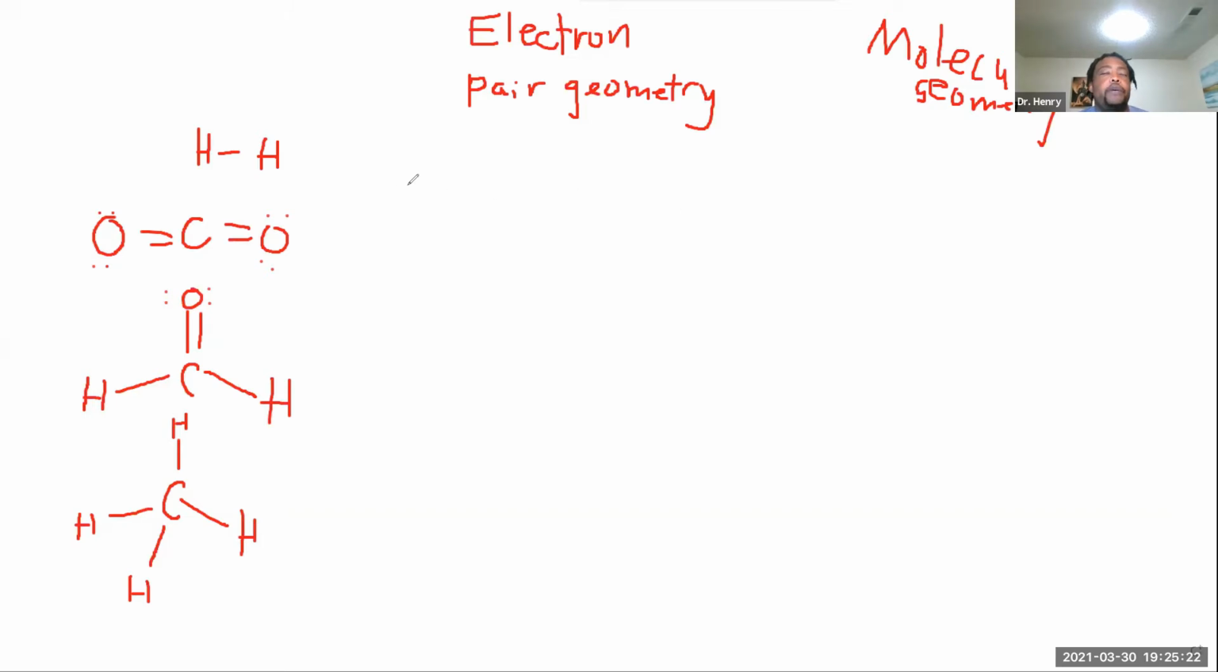Okay, so the way that we determine geometry is based upon the number of attachments that we have. In terms of the electron pair geometry, you count the electron pairs as well as the atoms that are attached. So in this case, hydrogen and hydrogen is going to be linear, right? Because you only have two things attached directly to each other.